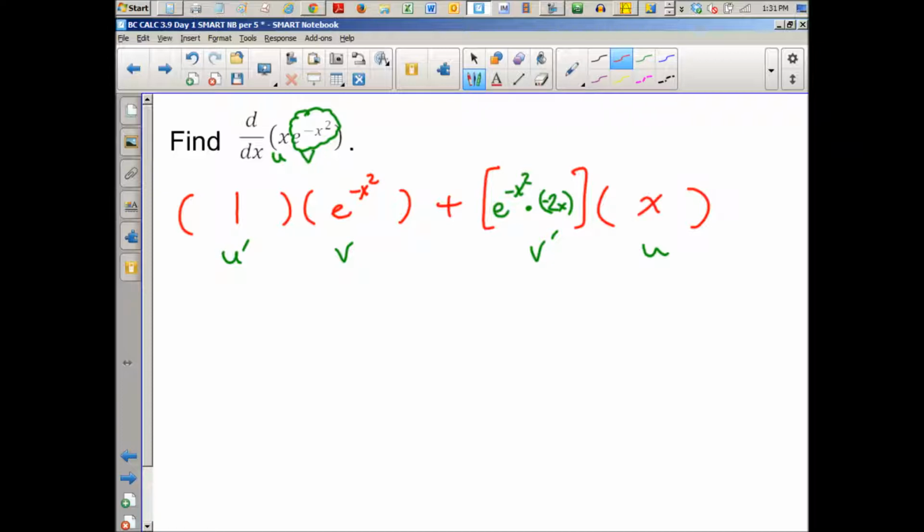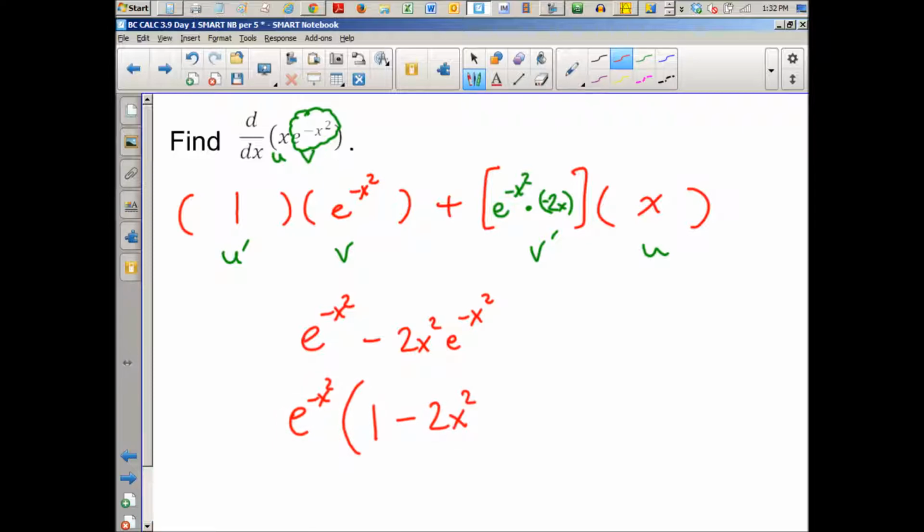Okay, so here's the answer. E to the negative x squared plus, actually it's minus 2x squared e to the negative x squared. And it's very common to factor out whatever you can in a product rule. So I would factor out the e to the minus x squared.